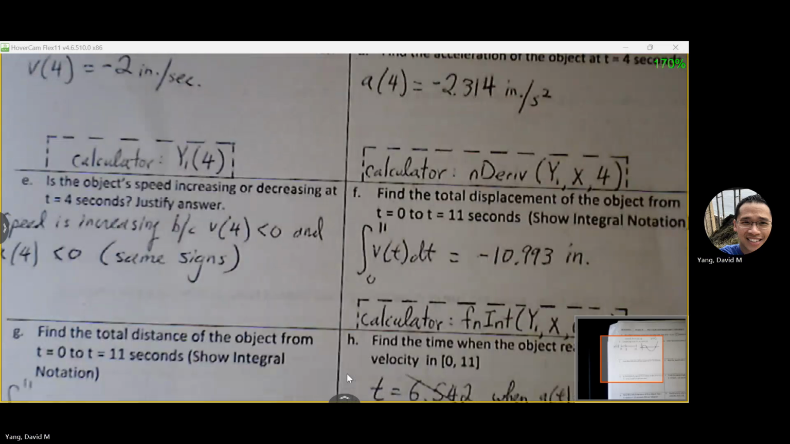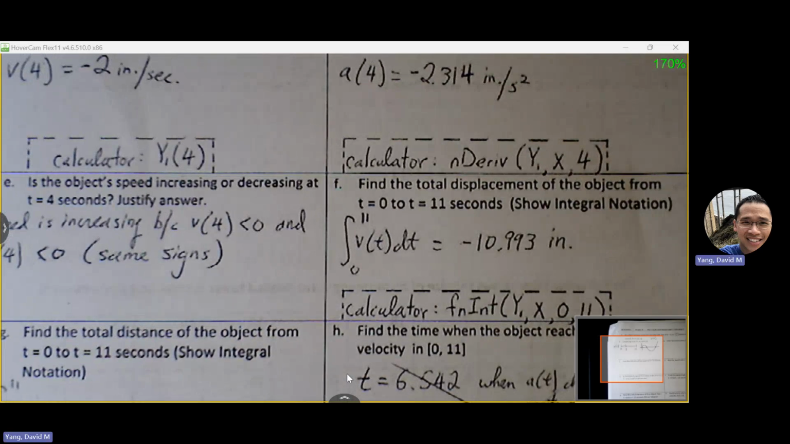Part F, find the total displacement. Displacement is just the definite integral. So it's a definite integral from 0 to 11 of v of t. Now in your calculator, you're typing in y1, but y1 is not going to mean anything on paper. So make sure that you're calling it v of t. Or you write out the entire velocity function, but it's just easier to reference that v of t. So if you have y1 on paper, it is what the calculator is showing, but that's just a random notation. It's not a notation that indicates displacement. So make sure that on the test you're writing out the integral of v of t.